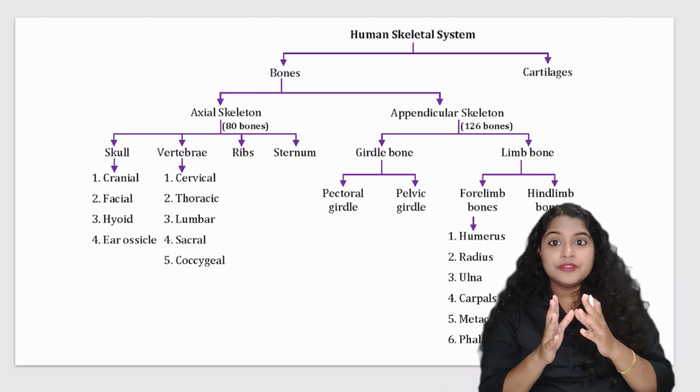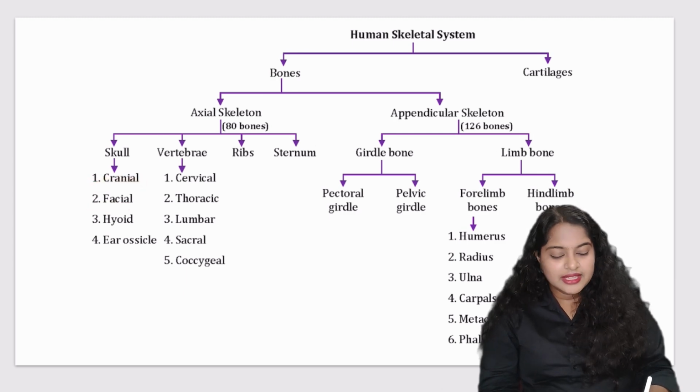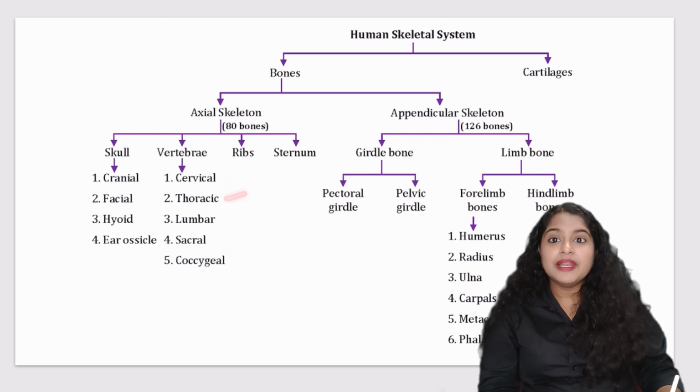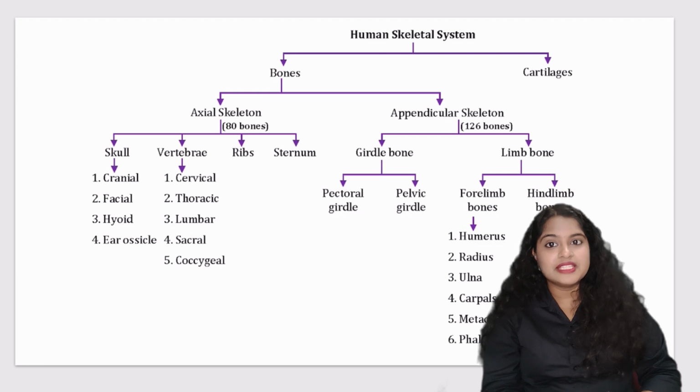There are different types of bones in the skull. One is the cranium, then we have the facial bones, then the hyoid and the ear ossicles. Then coming to the vertebrae, there are 5 types of vertebrae: the cervical vertebrae, thoracic vertebrae, lumbar vertebrae, sacral vertebrae and coccygeal vertebrae. Then there are 12 pairs of ribs. Then coming to the sternum, it is a single bone, also called the breastbone.